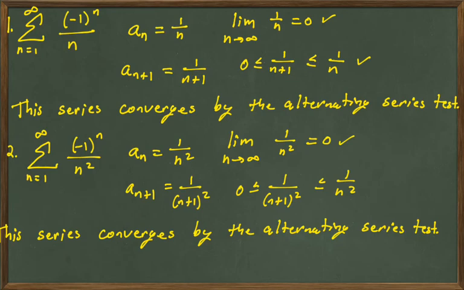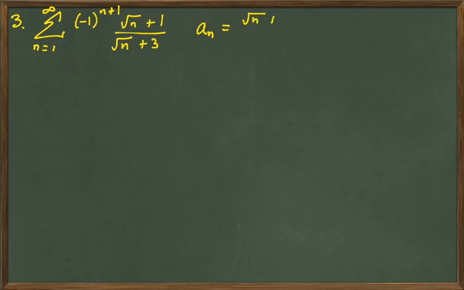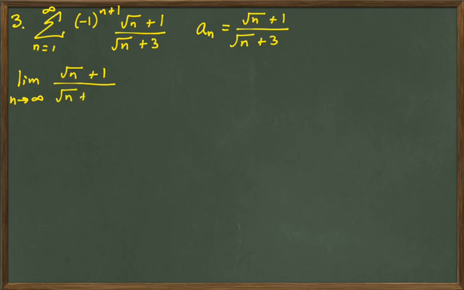Okay, let's look at another example. So we're going to look at the sum n equals 1 to infinity of negative 1 to the n plus 1 times the square root of n plus 1 divided by the square root of n plus 3. Your seed sequence is the square root of n plus 1 over the square root of n plus 3. So first thing we're going to do is look at the limit of the seed sequence. That is infinity over infinity.